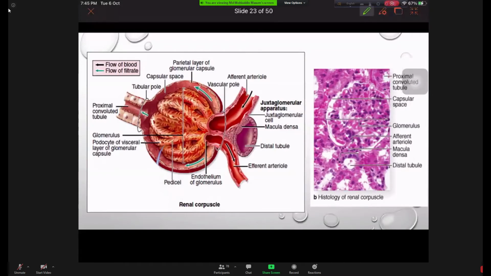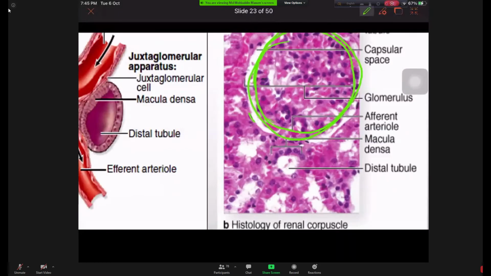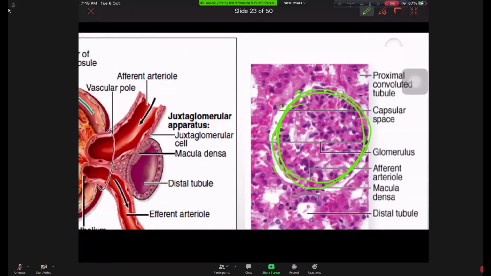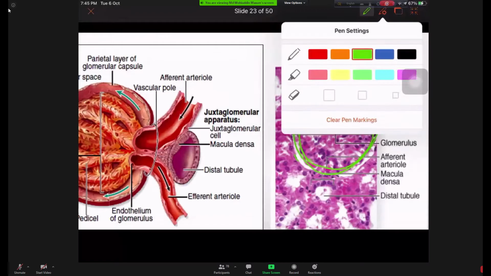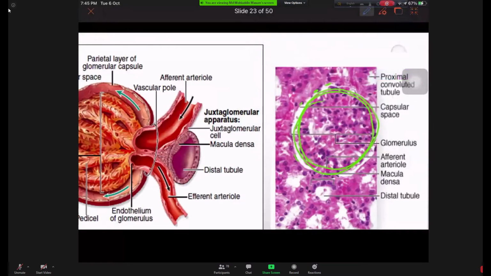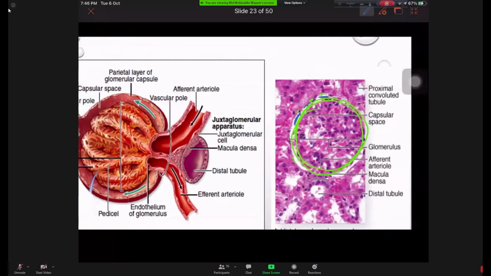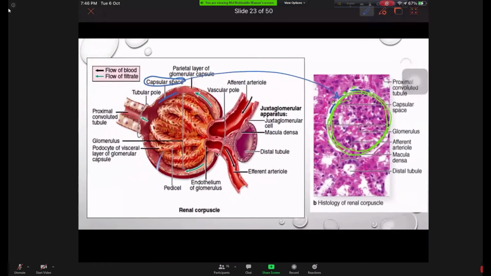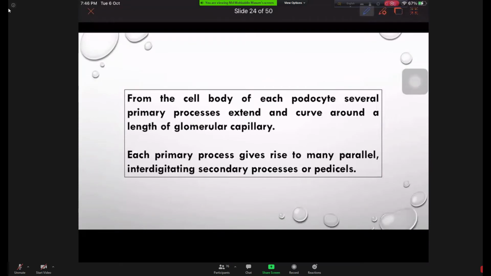On a histological slide, the glomerulus looks like this. These are the tufts of the capillary plexus. You can see there is a single flattened nucleus of the parietal layer, and the gap in between these two layers is called the capsular space. Here, this is the capsular space.